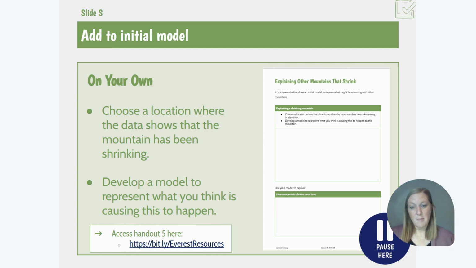So you can either copy this handout into your notebook and handwrite it, or you can access the handout using the link provided on this slide. This is handout 5 for this lesson. So pause the video here and complete your model, and just press play when you're ready to continue.